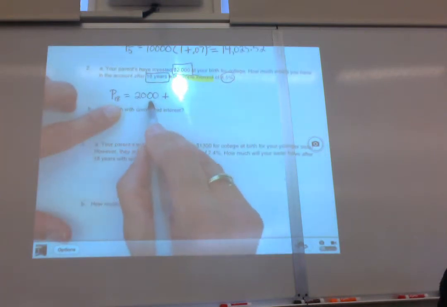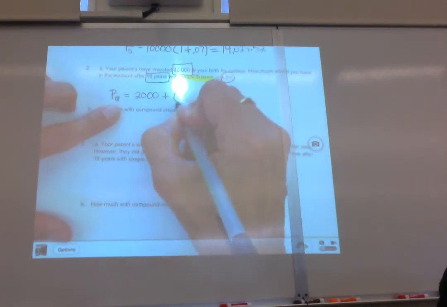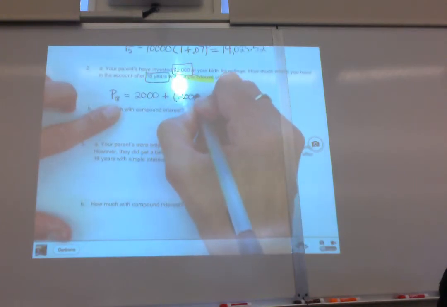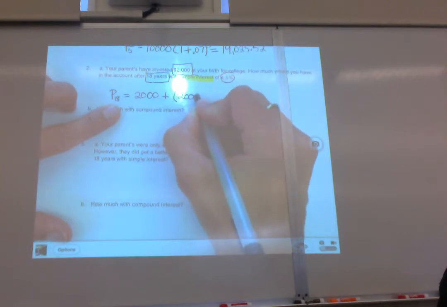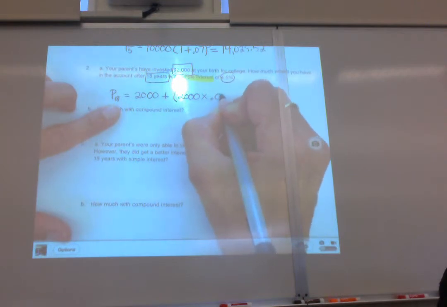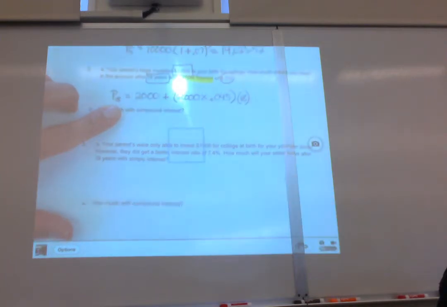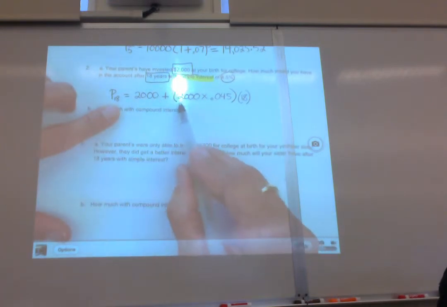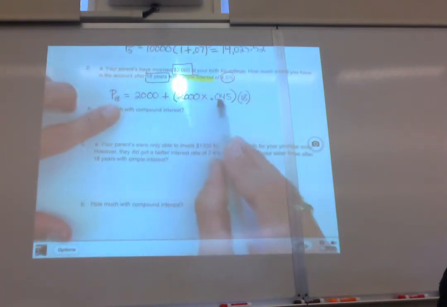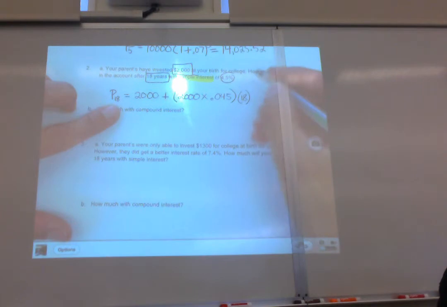Okay, so let's write it out, and then we'll talk about how to key it in. 2,000 plus parentheses 2,000. What happens next? Plus times 0.045 times 18. Okay, here's the starting amount. Here's where you figure out what interest is. It's the starting amount times the rate. And then if you're doing it for 18 years, you get that same exact amount over 18 years.